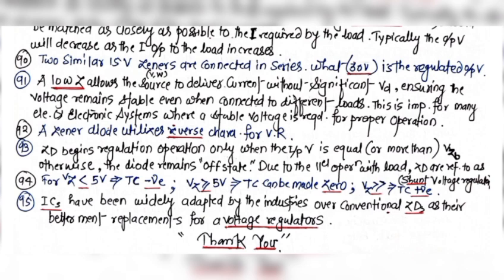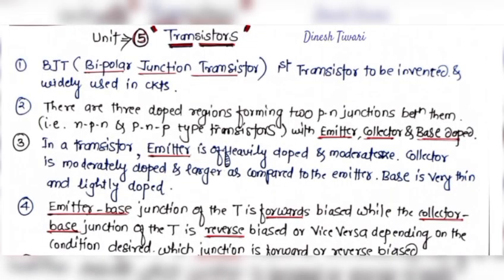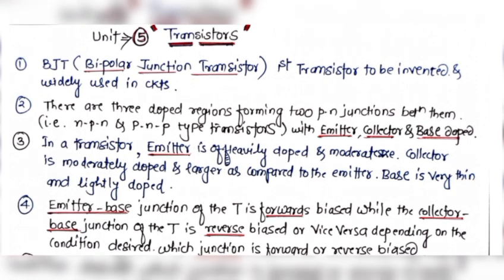Special purpose diodes and transistors. Unit 5. BJT, bipolar junction transistor. The first transistor to be invented and widely used in circuits.